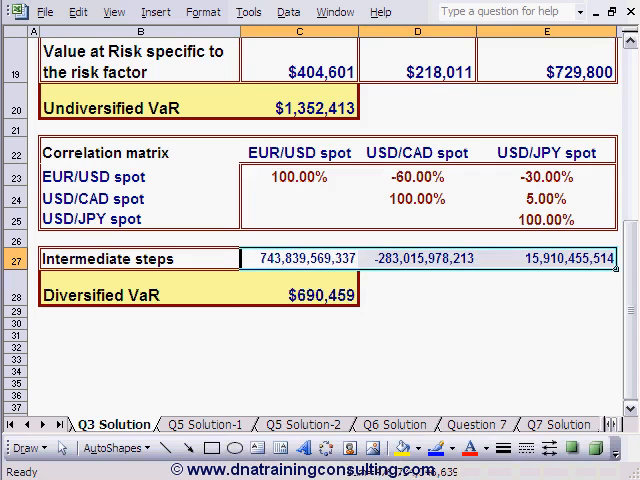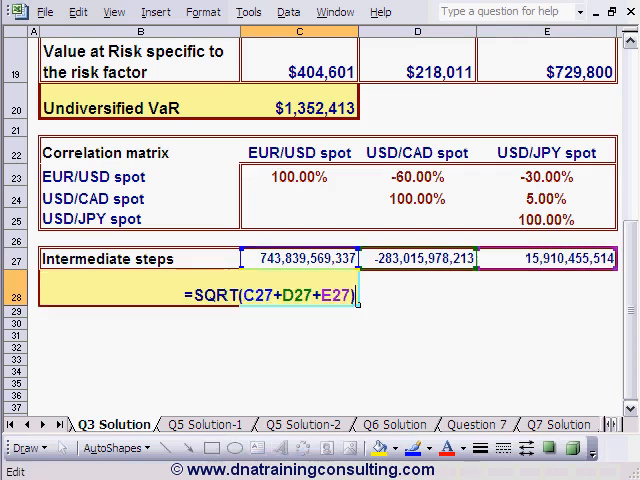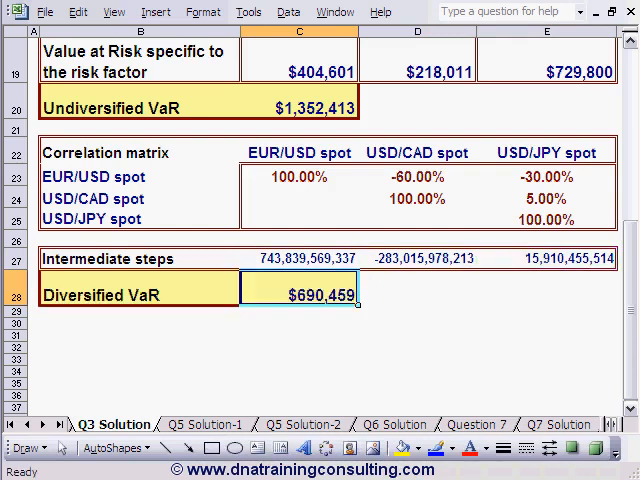The diversified VAR is set equal to the square root of the sum of cells C27 to E27 in accordance with the formula, revealing an answer of $690,459. Therefore, the correct answer is B, as in boy.